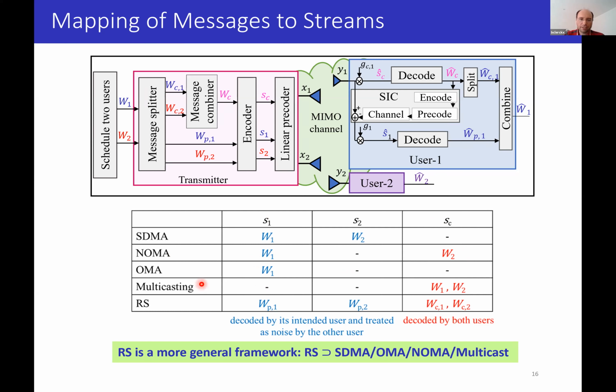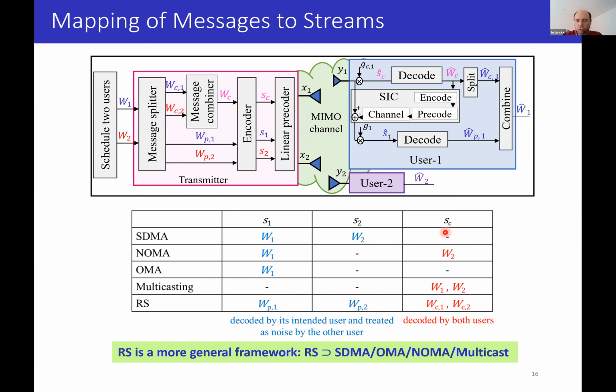If you do multicasting, essentially you do a form of transmission where the message has to be decoded by all users. Now in rate splitting, we split so that part of the message of user one is transmitted on S1, and part of the message of user one is transmitted on SC. So WP1 is intended for user one, and WC1 is intended for user one, but they are transmitted on different streams. S1 is decoded by user one only, and SC is decoded by both users.